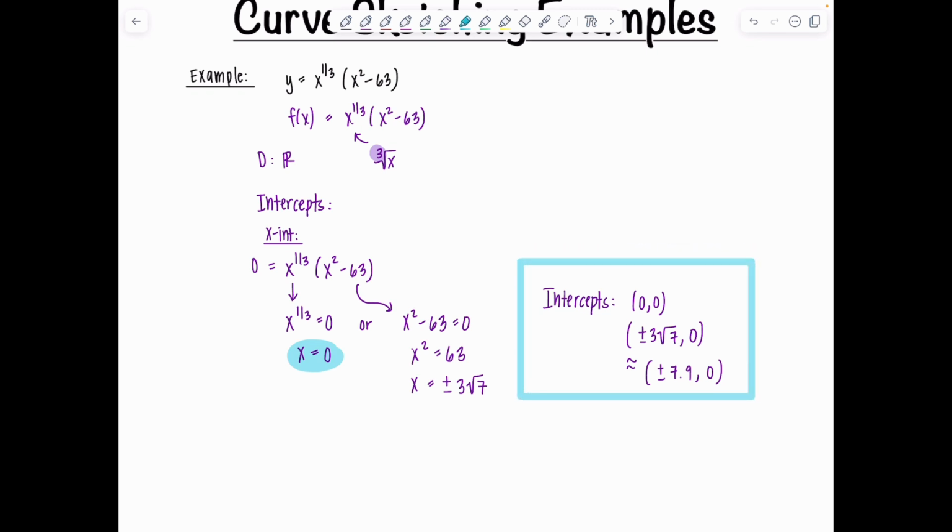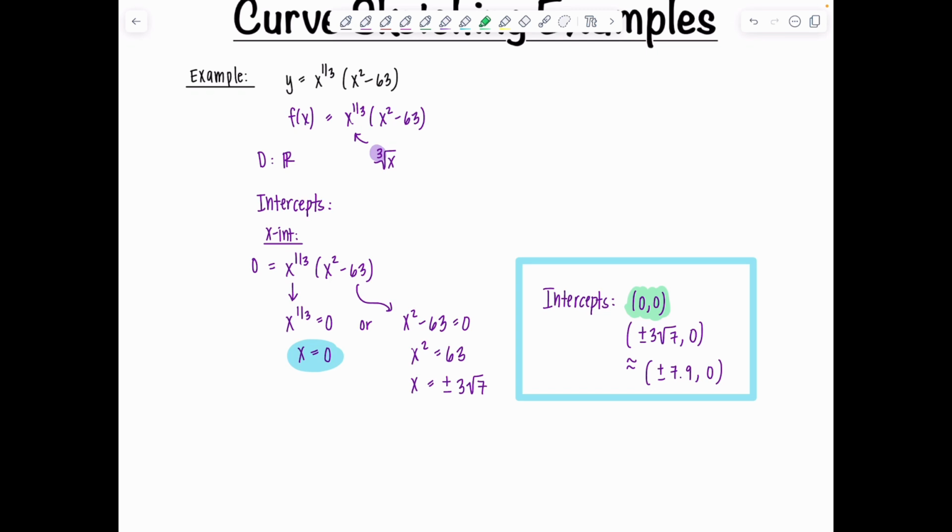Okay, beautiful. As I've mentioned in another video, when you have 0, 0 as an x-intercept, that's also your one and only y-intercept. You can't have more than one y-intercept because then the graph would fail to be that of a function. So we're done. We have no more intercepts to find.